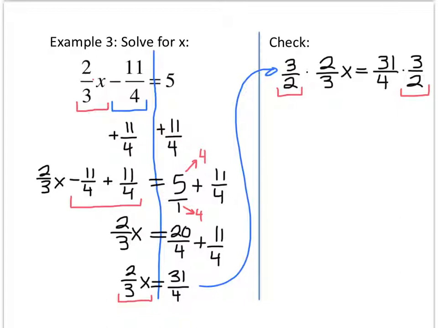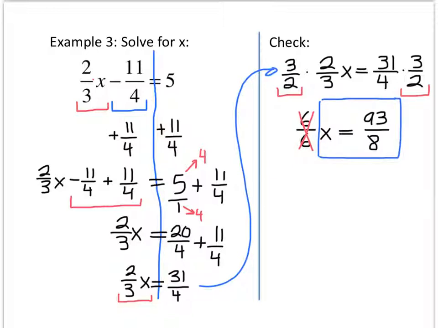Good. So multiplying this gives me 6 over 6 x on the left side, and then on the right, that looks like 93 over 8. And since 6 over 6 is just 1, I don't actually need that, and I see that we end up with just x equals 93 over 8 for our answer. So here's our solution.